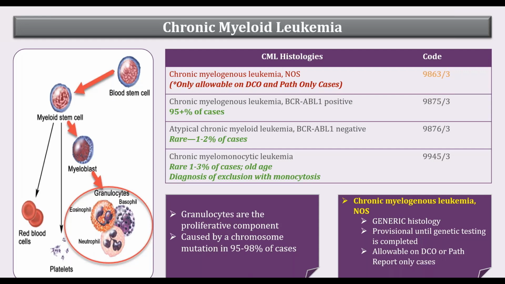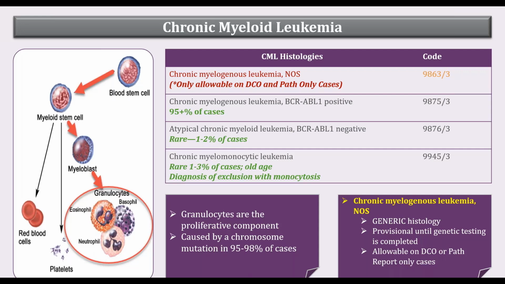The reason being is that 95 to 98% of patients do have, again, a mutation. So with that, the most common histology is CML with the BCR-ABL1 positive genetic testing. That is, again, the Philadelphia chromosome. About 95 to 98% of your cases will be this histology, 9875/3. And then we also do have atypical chronic myeloid leukemia. That would be BCR-ABL1 negative. It's rare to see this. It's only seen in about 1 to 2% of cases.